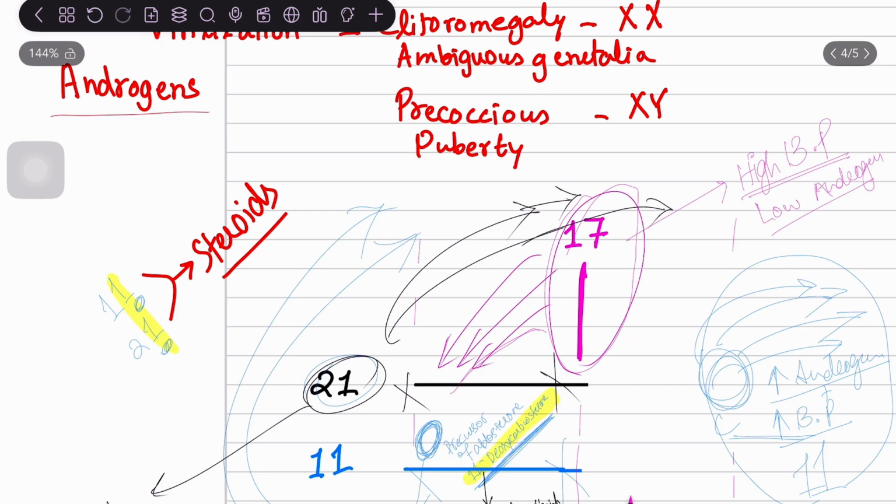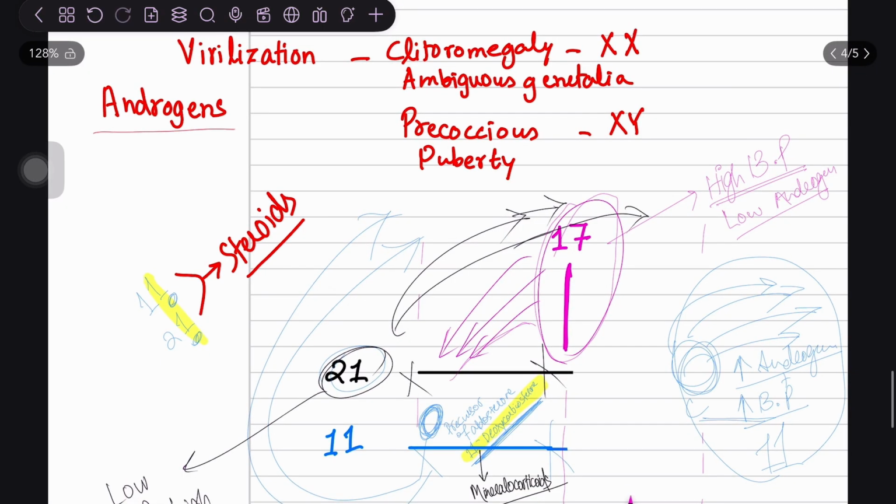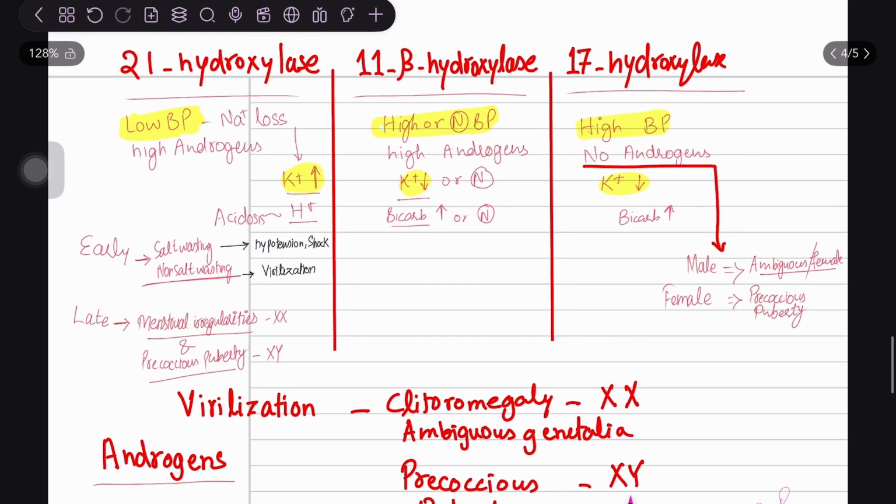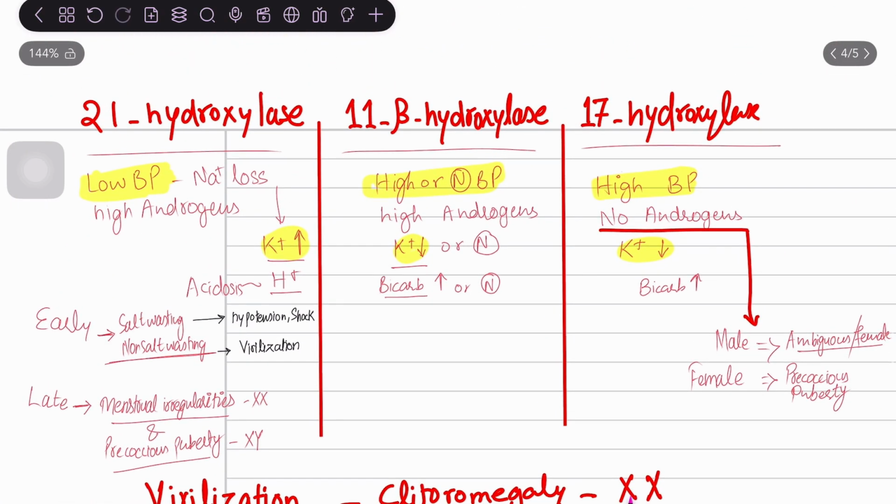And it is getting confusing for you guys, I know this. I have got a table for you. This is high yield stuff, guys. Just screenshot it.